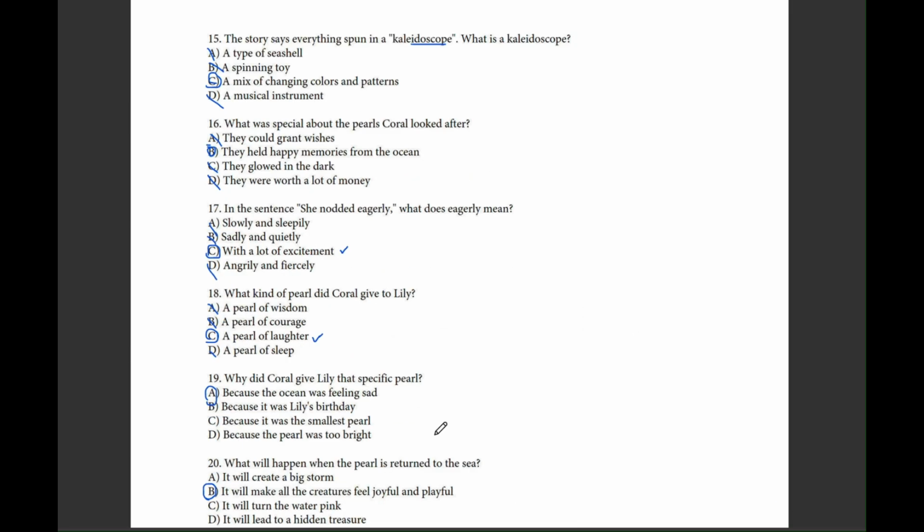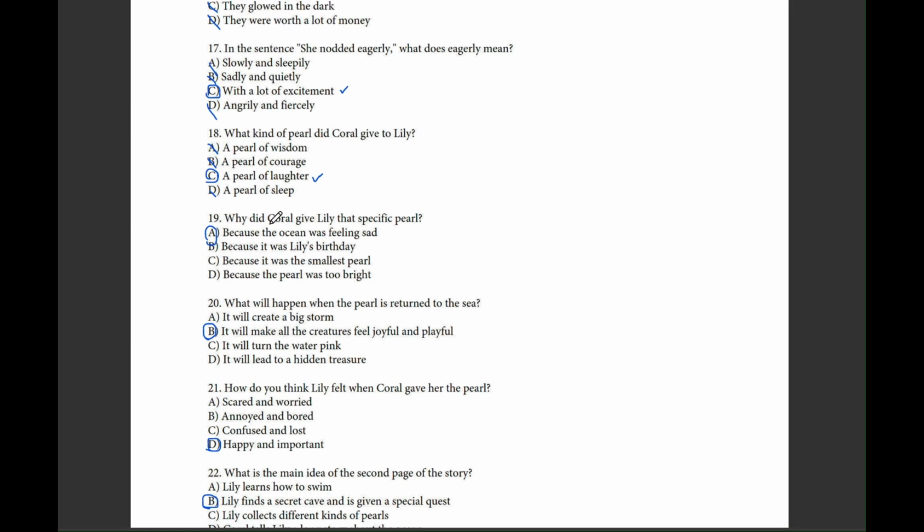Finally, let's look at question 19. Why did Coral give Lily that specific pearl? Your choices include A, because the ocean was feeling sad, B, because it was Lily's birthday, C, because it was the smallest pearl, or D, because the pearl was too bright.